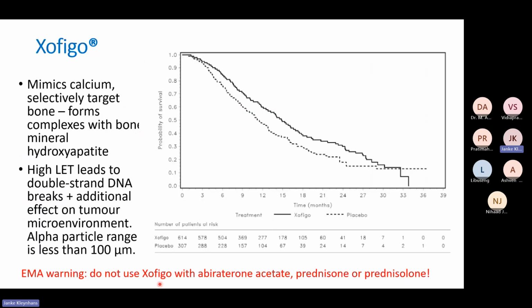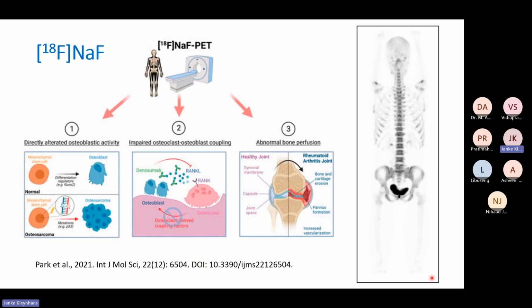Very important, Xofigo should not be used at the same time with cortisones. Abiraterone acetate, prednisone, or prednisolone, it has been shown to increase the risk of fractures in the patients. Some really dangerous and very toxic, and also decreases the life expectancy of patients. They actually had to stop the clinical trial with the combination therapy. So there is a warning from the European Medicines Agency: do not use Xofigo with these cortisones. It's really important.